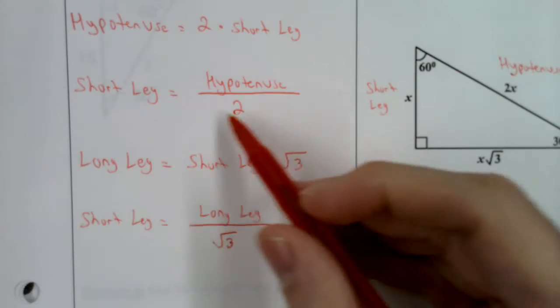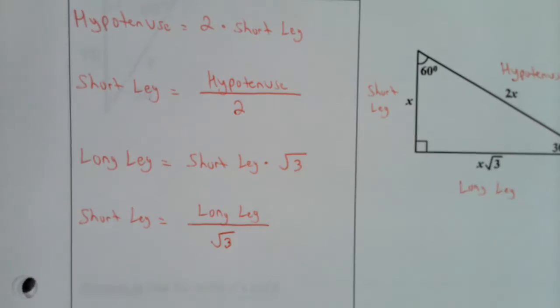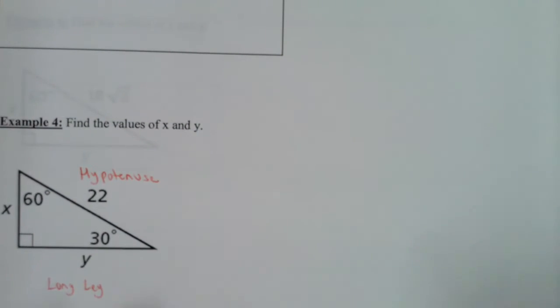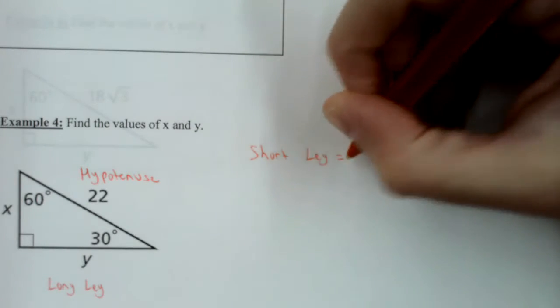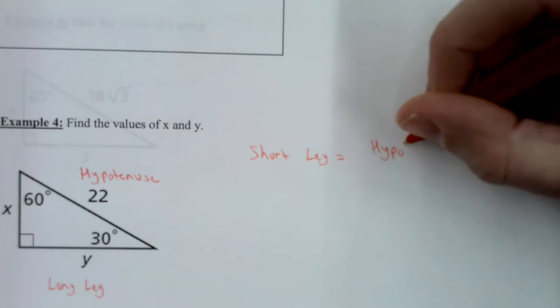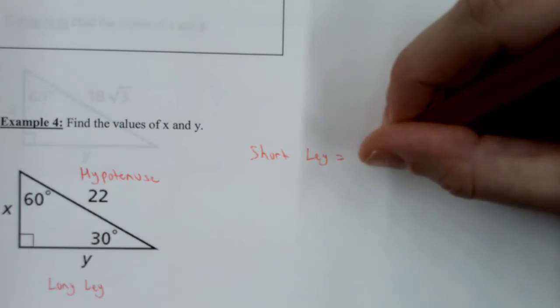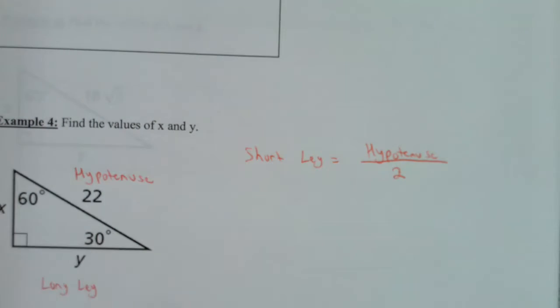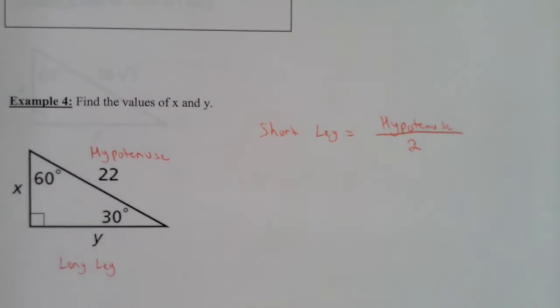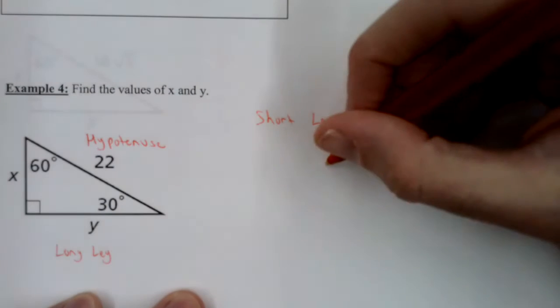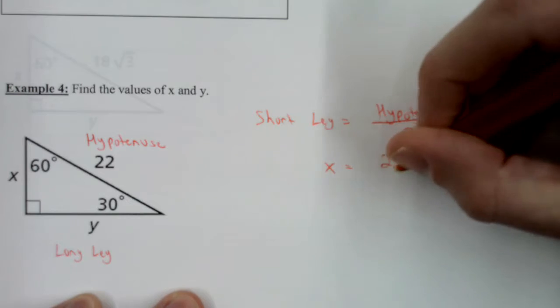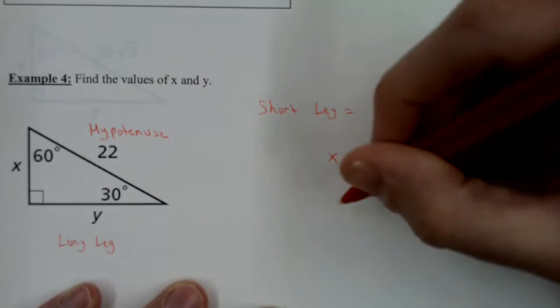I'm going to solve for X because we know the short leg is the hypotenuse divided by 2. The short leg equals the hypotenuse divided by 2. So the short leg is X. X equals 22 divided by 2, which is 11.